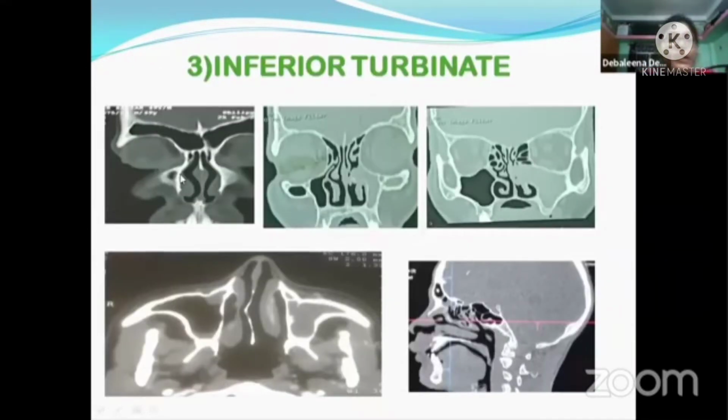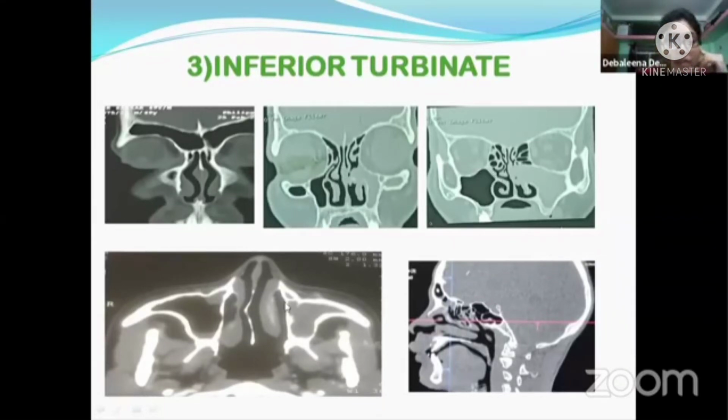Inferior turbinate. In the coronal cuts, I've shown the superior attachment of the inferior turbinate. As we know, the inferior part of the inferior turbinate overhangs the inferior meatus, but the superior part has three processes. The first process is the lacrimal process, which gets attached to the lacrimal bone. The second is the ethmoidal process, which gets attached to the uncinate process. And the third is the maxillary process, which gets attached to the maxillary bone.